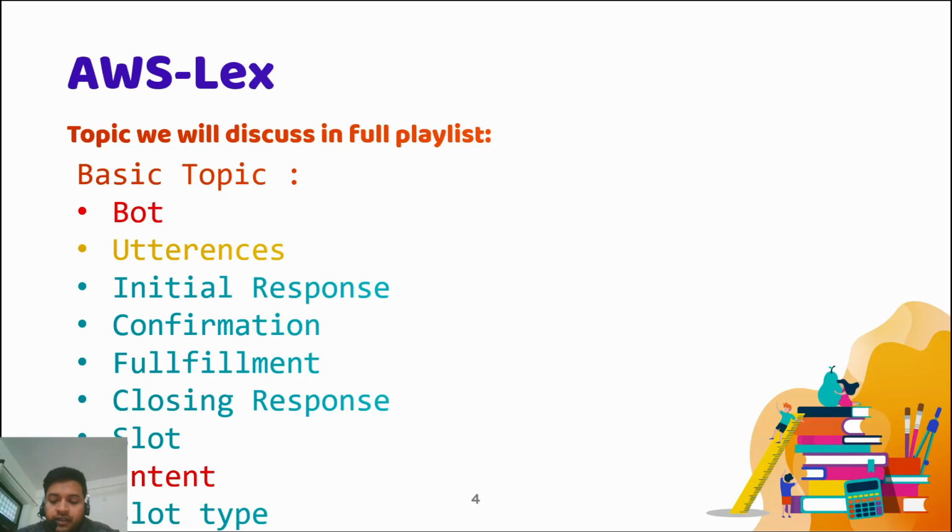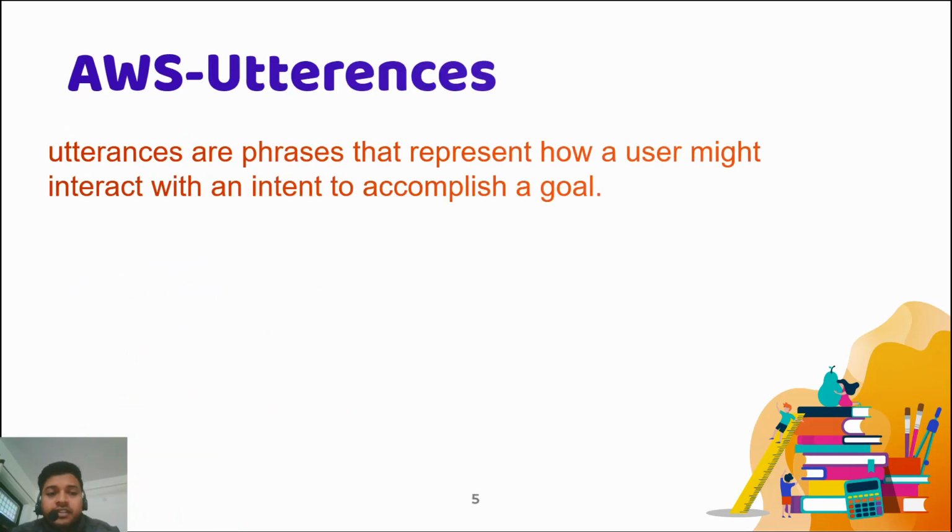It's utterances. So what are utterances? Basically, utterances are the phrases that represent how the user might interact with an intent to accomplish a goal. The main thing is that utterances are used to call an intent. If you are a little bit confused, don't worry, we will create a lab to clarify everything. But the main thing is utterances are basically used to call an intent.